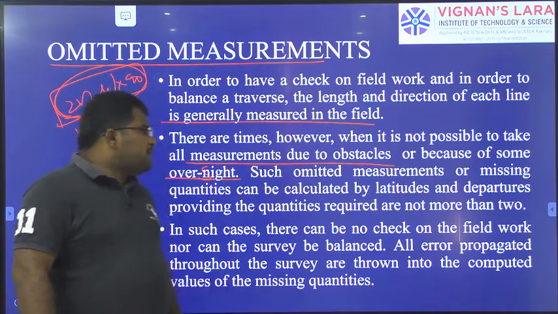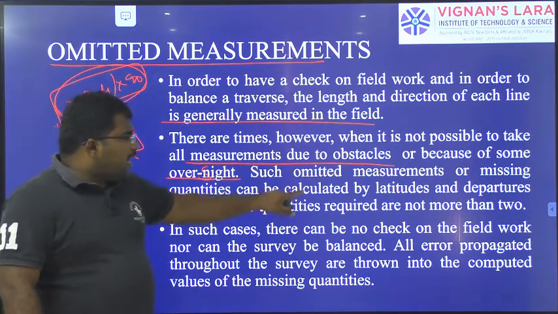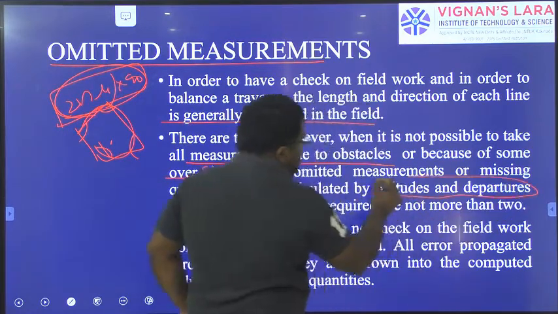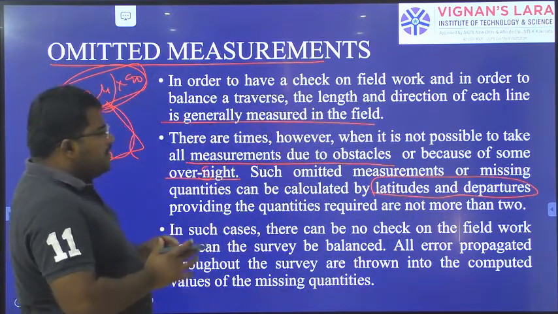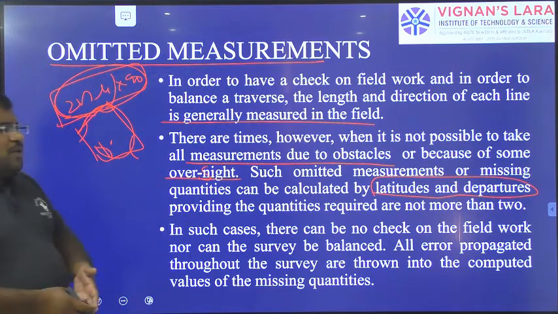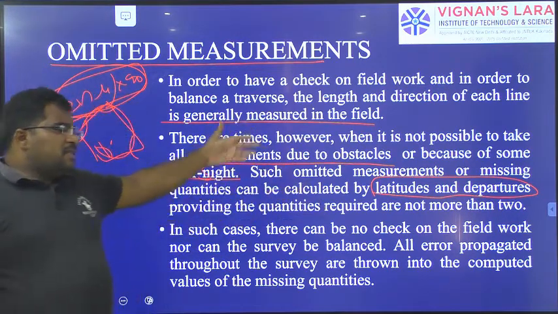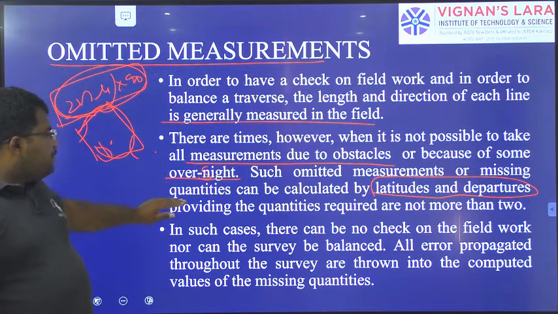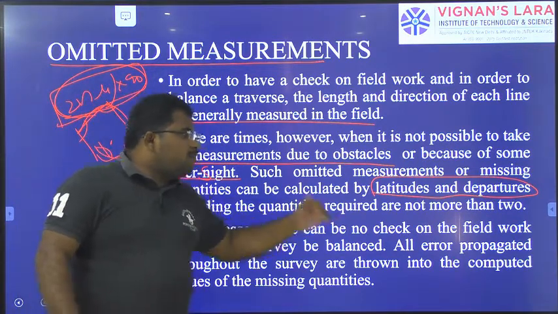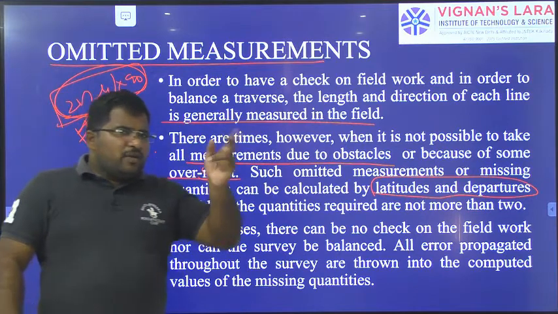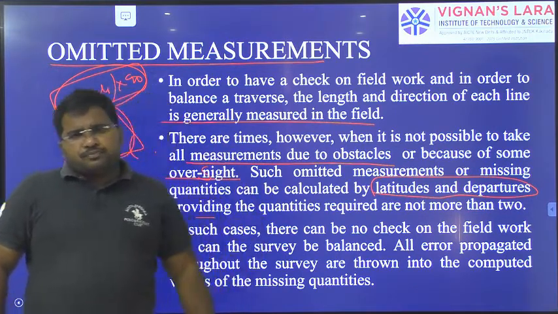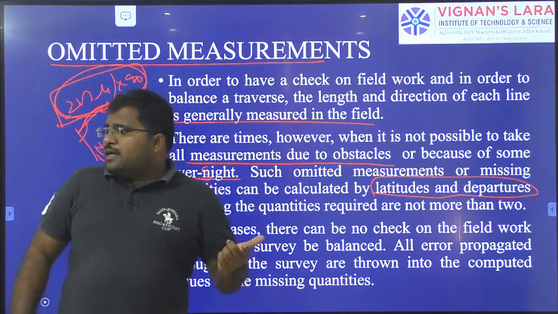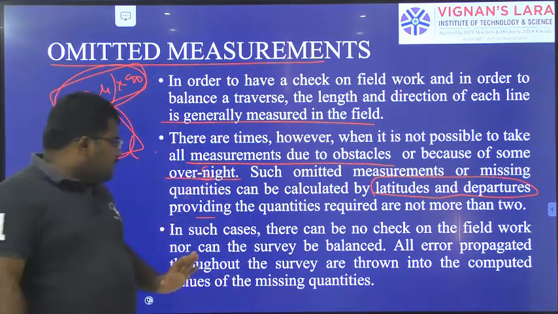Such omitted measurements or missing quantities can be calculated by using the latitude as well as the departure. So this is the importance of latitude and departure. By using this, whatever missing values or omitted measurements are there, we are going to find, providing the quantities required are not more than 2. So any two angles, two lengths, or one length and one angle, you can calculate.